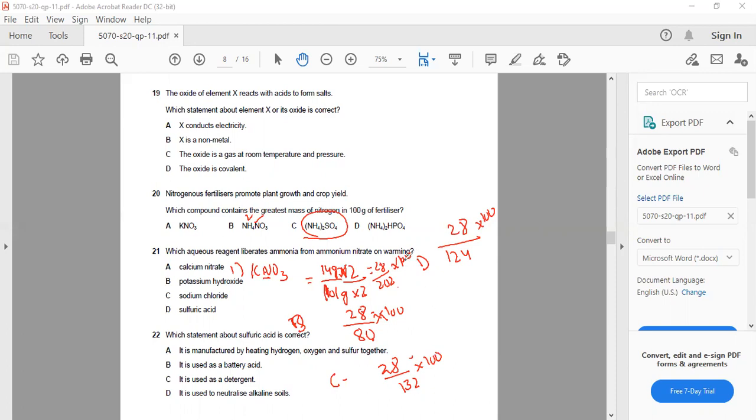But you don't need to calculate it. Just look at the numerator. If the numerator is the same in all, it means the smaller the denominator, the greater the value. So B is the answer, because the denominator is 80, the smallest. Here the denominator is 132. Here it is 124. Here it is 202. Without calculating, you can say B is the answer. I tell you, this is the way.